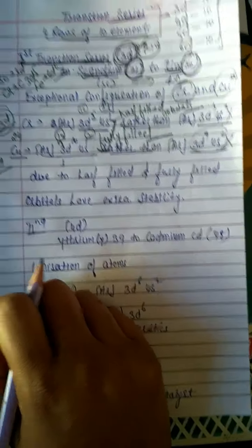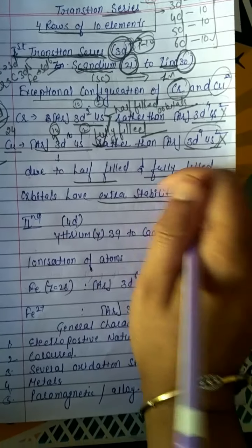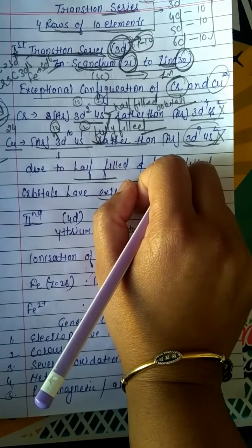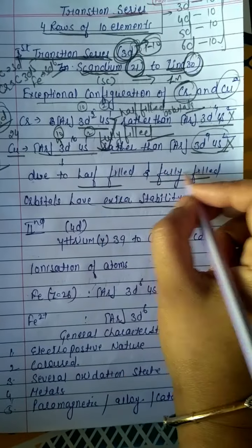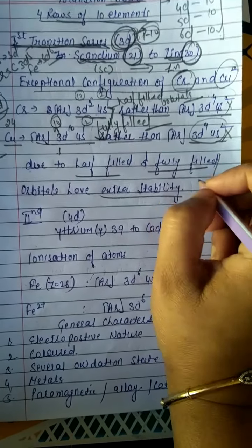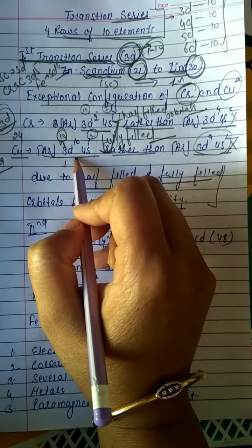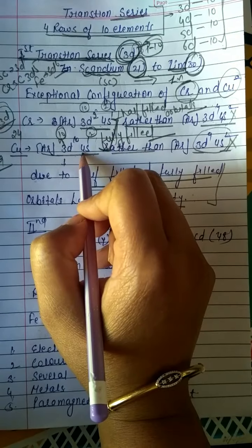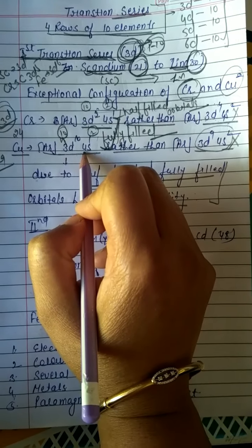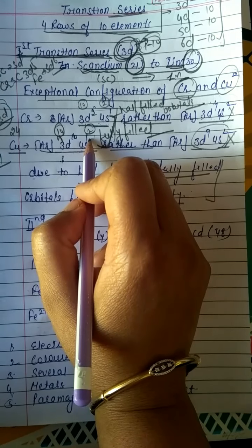Now fully filled and half filled orbitals have extra stability. They are stable in nature. They are the most stable. So that's why we can write the configuration of chromium and copper this way, because half filled and fully filled orbitals have extra stability.